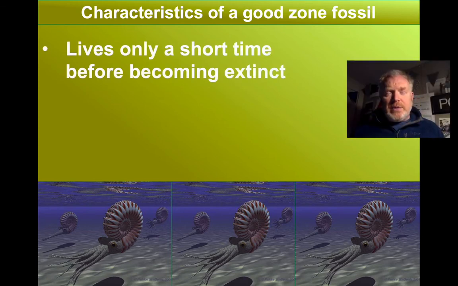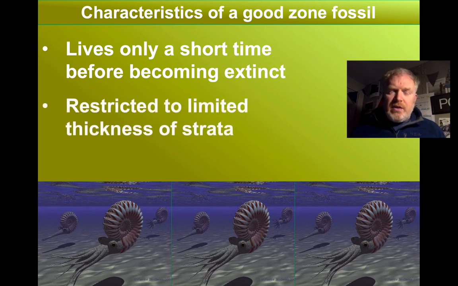Ideally, to be a good zone fossil, the species only lives for a short time before that species becomes extinct. So it evolves rapidly and becomes extinct rapidly. The shorter the time period that this species is around for, the better defined the boundaries of that zone are. The result of that is it's in a limited thickness of beds. We only find it in a small number of beds at a particular point in time.